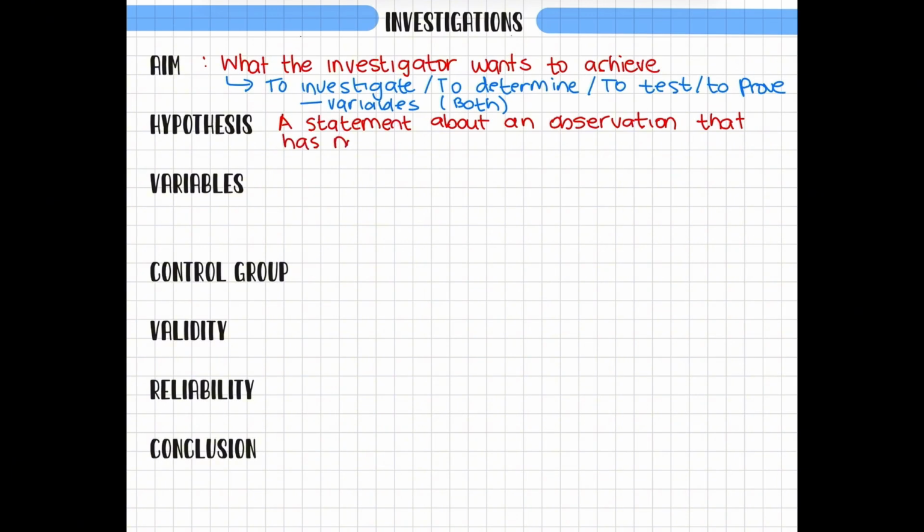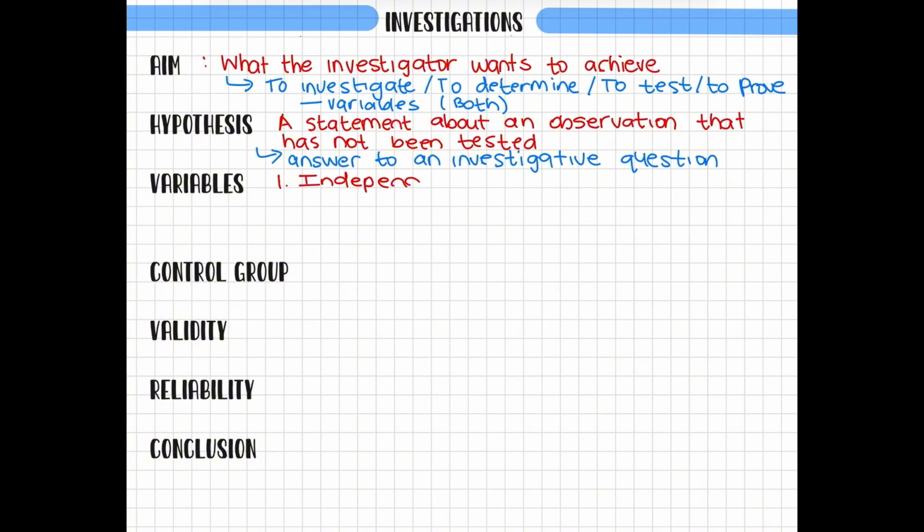So for example, what is the effect of light intensity on the rate of photosynthesis? So you'll tell us that as light intensity increases, the rate of photosynthesis will also increase. This hypothesis must include both variables. So with variables, we have the independent variable, the dependent variable, as well as the controlled variable.